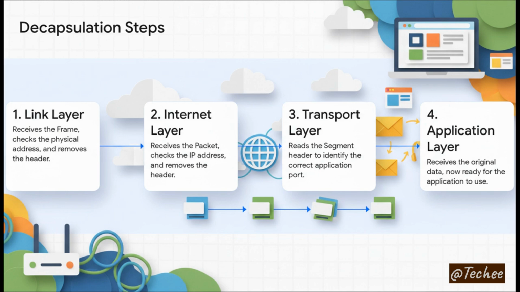Next, the internet layer gets the packet and checks the IP address. Is this for me? Yep. So it removes its header and sends the segment on its way. Finally, the transport layer reads its header to figure out which application needs this data, like your browser, and passes the original, completely unwrapped data up to the application layer. And just like that, the web page appears on your screen.